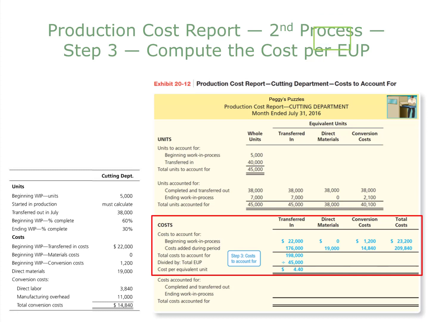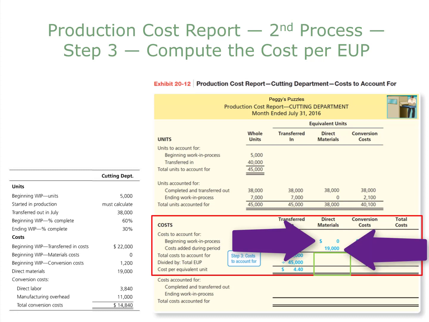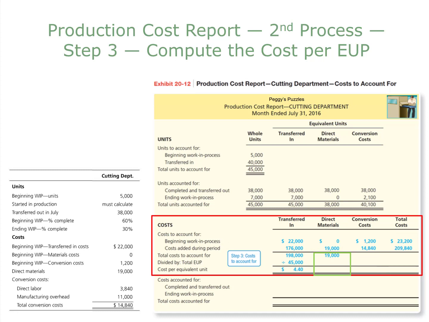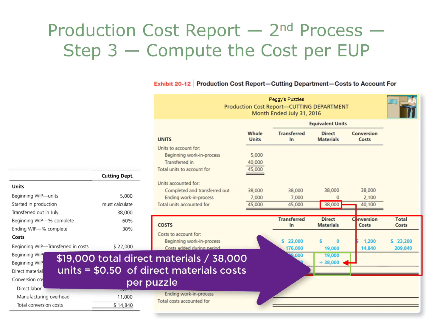Next, we'll complete the direct materials column. Adding $0 and $19,000, we get total direct materials costs of $19,000. Next, we divide by total equivalent units of production, which we get from up above in the units section of the report. The next step is to simply do the math. The cost per equivalent unit of production for direct materials is total direct materials costs divided by equivalent units of production for direct materials. So $19,000 of direct materials costs to account for, divided by 38,000 total equivalent units gives us 50 cents of direct material costs per puzzle.